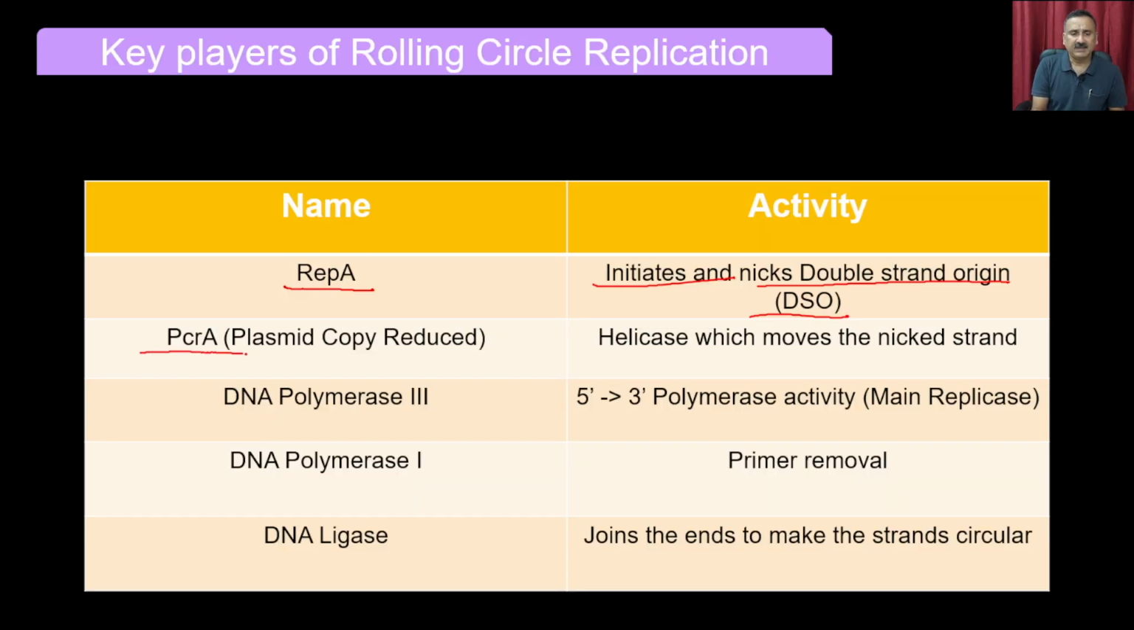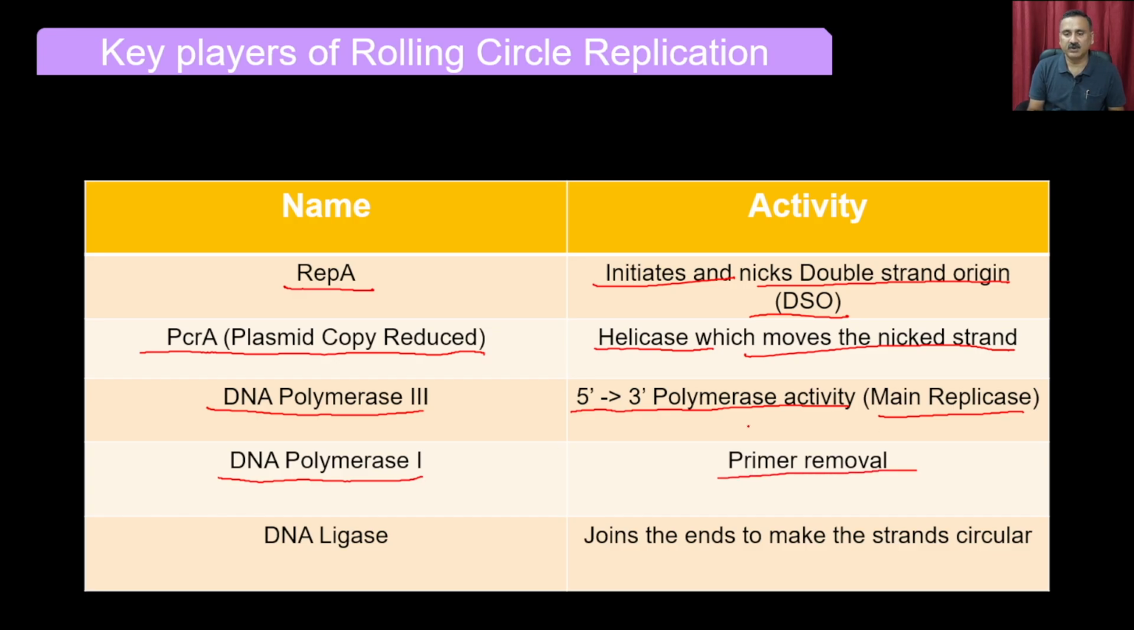Then you require PcrA, or plasmid copy reduced, which is a helicase that moves the nicked strands. Then you require DNA pol 3, which has 5 prime to 3 prime polymerase activity and is the main replicase. Then you require DNA pol 1, whose function is to remove the RNA primers, and you also require DNA ligase. DNA ligase is going to join the ends to make the strand circular.